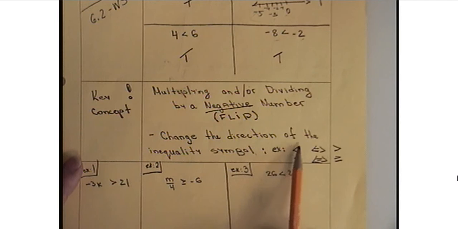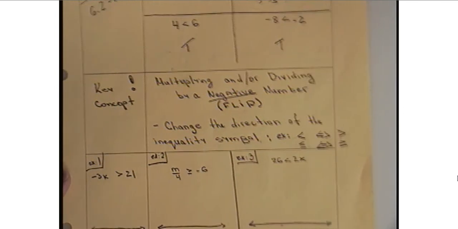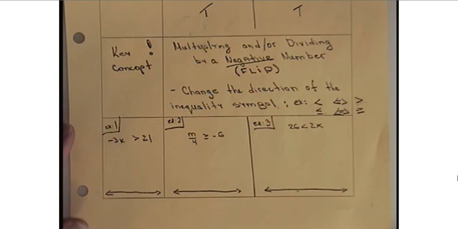For example, if it's less than, it becomes greater than. If it's less than or equal, then it becomes greater than or equal. So the following examples will show us some of those. We'll start with the first one.